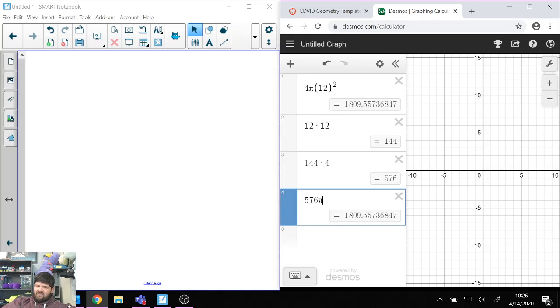Notice this 576 pi highlighted is what you would type into Alex. It matches when you do the decimal equivalent. So this is the answer in terms of pi.